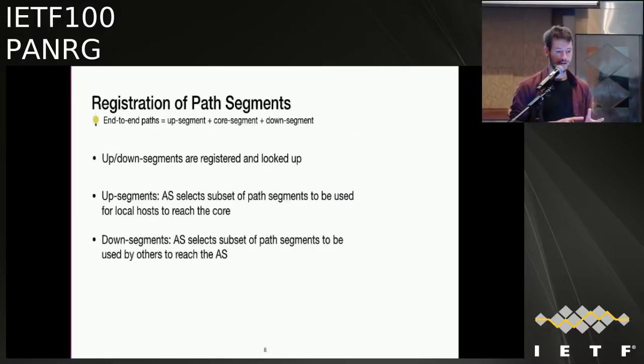Now, the next step is to register this path segment, because eventually an end-to-end path will consist of an up segment, a down segment, and potentially a core segment, which is a short path segment that may be used in order to bridge the up and down segments. And I will show an example shortly. So these up and down segments will be registered and looked up. And more specifically, an AS will select a subset of these path segments to be used by the local endpoints to reach the core. And another subset will be selected so that other endpoints can reach the AS.